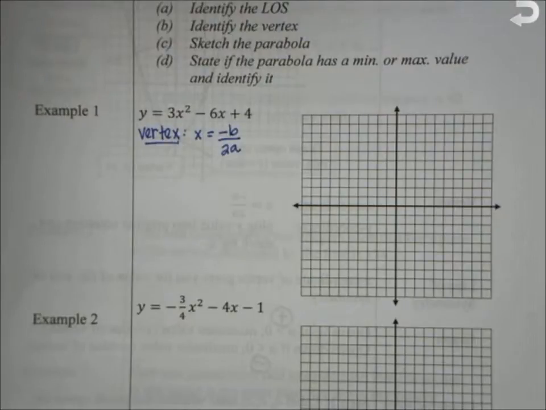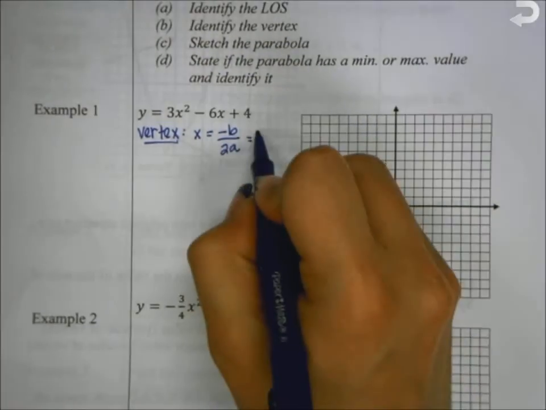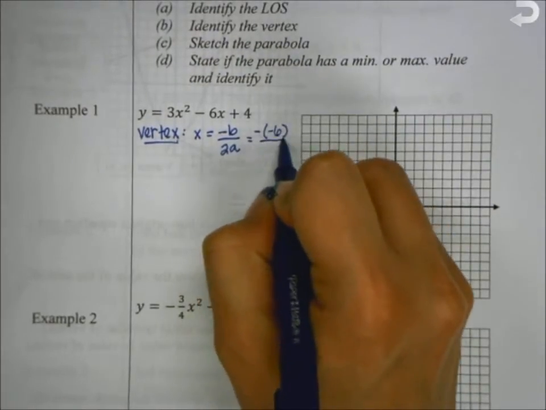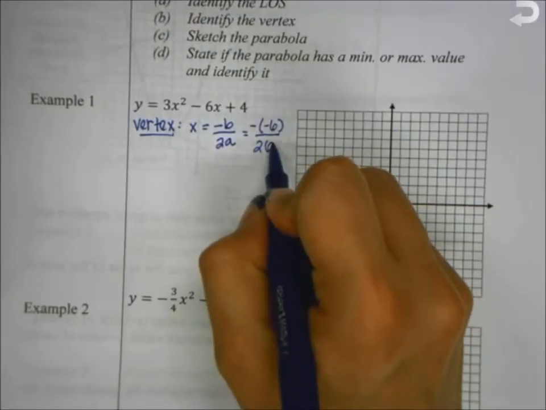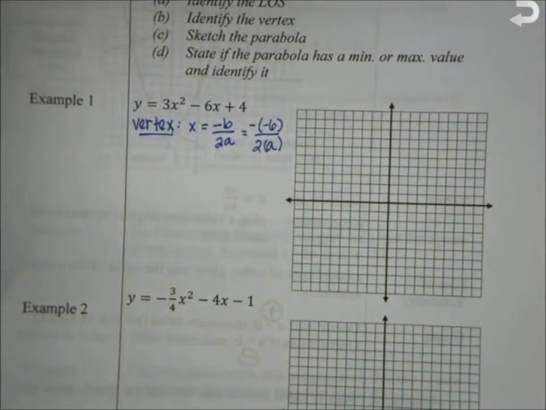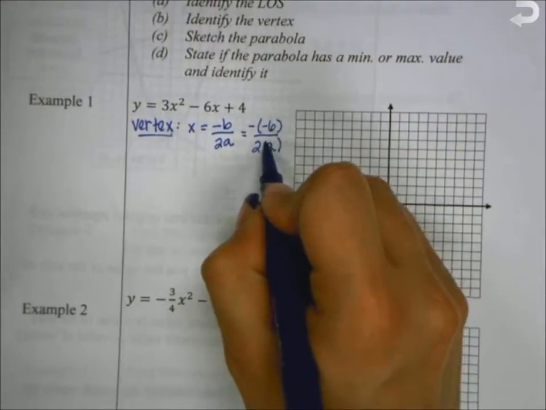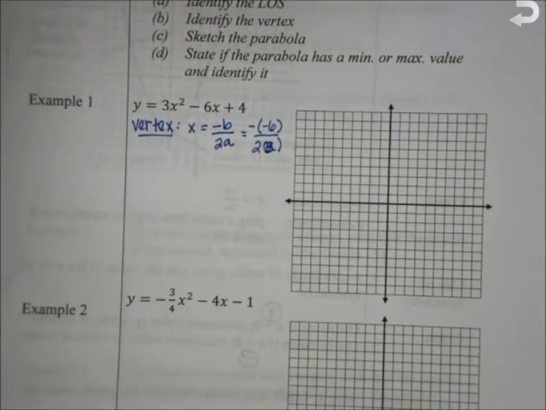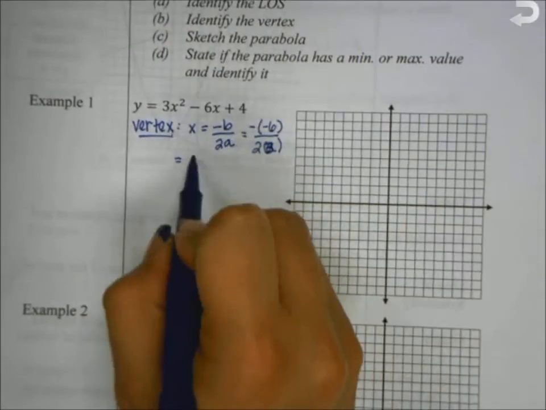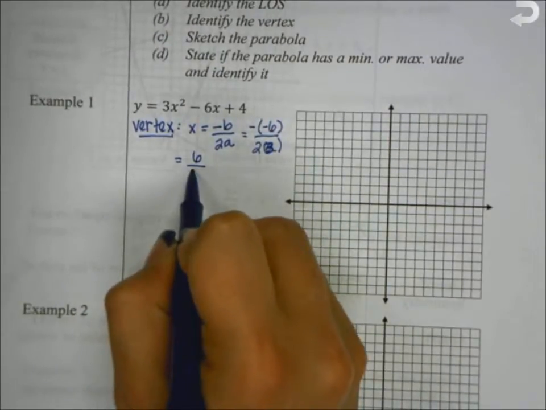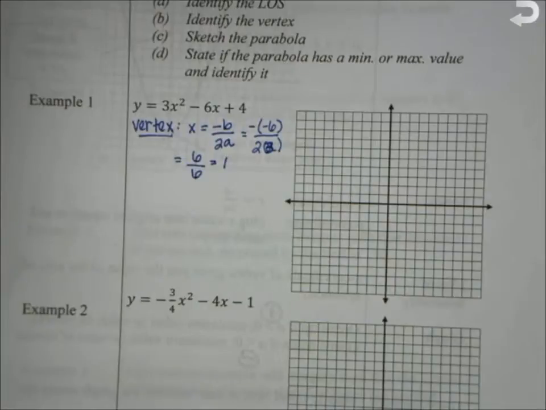So what's my b in this case? Negative 6. So we're going to have negative 6 over 2 times a, which is 3. So to find the x value of the vertex, I have negative 6 over 2 times 3. Negative negative 6 gives me positive 6, and 2 times 3 gives me 6. So my x value of the vertex is 1.